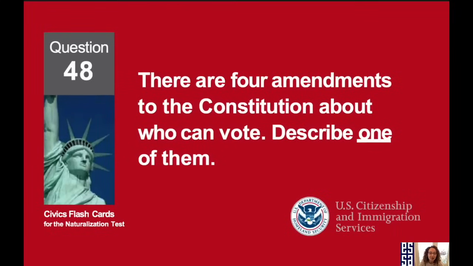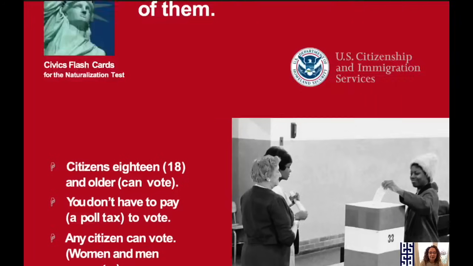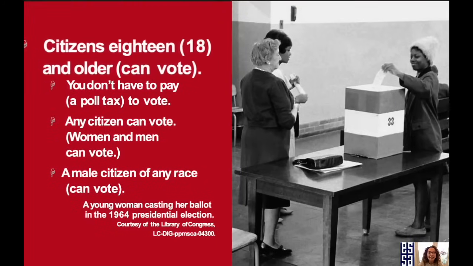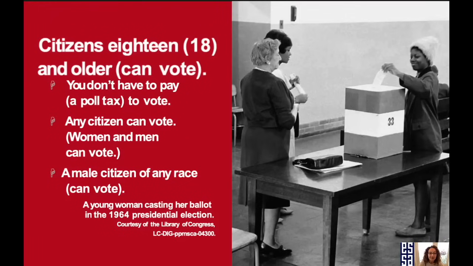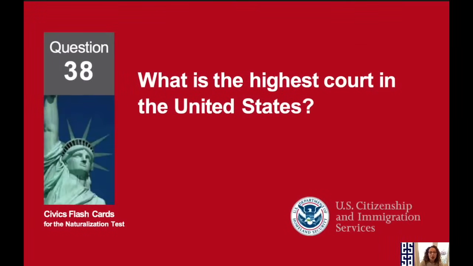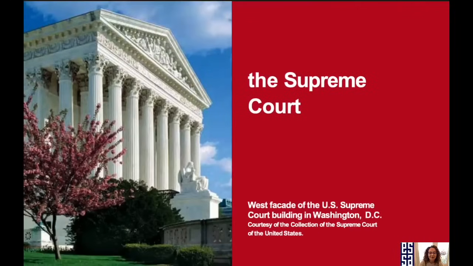There are four amendments to the Constitution about who can vote. Describe one of them. Citizens 18 and older can vote. What is the highest court in the United States? The Supreme Court.